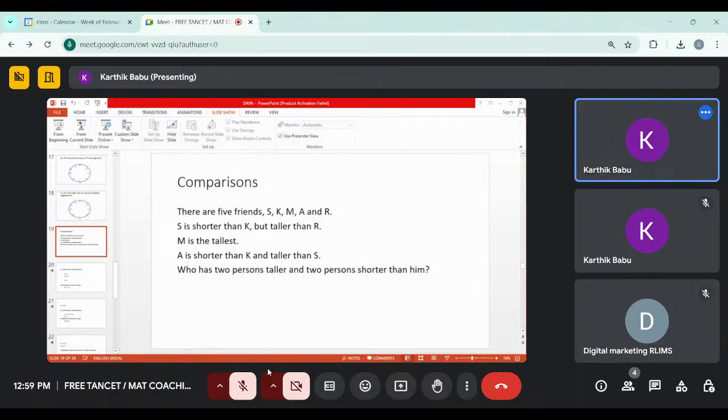இப்போ let me read out. இந்த கொடுத்திருக்க information-ஐ எப்படி read பண்ணுறேன்னு பாருங்க. S is shorter than K but taller than R. அப்போ நான் அப்படியே எழுதியிருக்கேன். S is shorter than K-னா S is less than K. நல்லா தெரியுது. but taller than R அப்படின்னு சொல்லி கொடுக்குறாங்க. இதை எப்படி read பண்றேன்னு பாருங்க. இதே information எப்படி சொல்றேன்னா K is greater than S. S is less than K-னா obviously K is greater than S தான்.